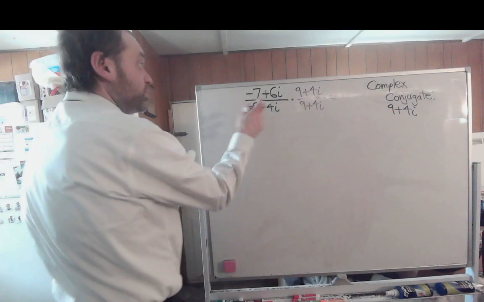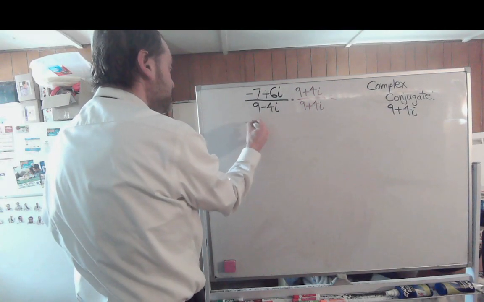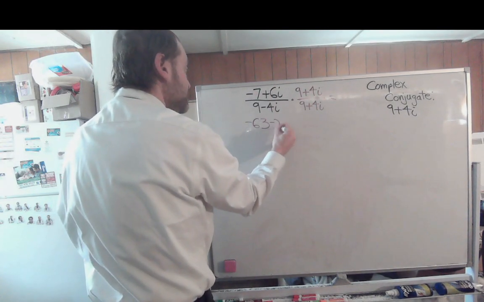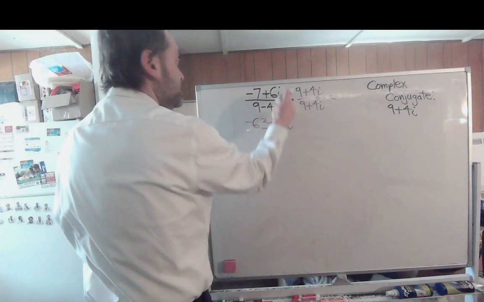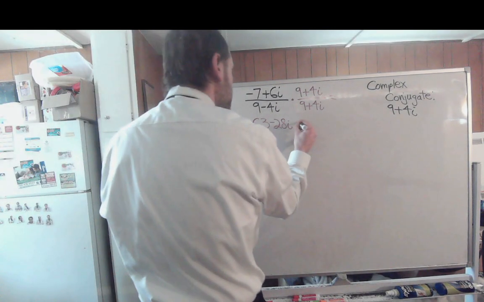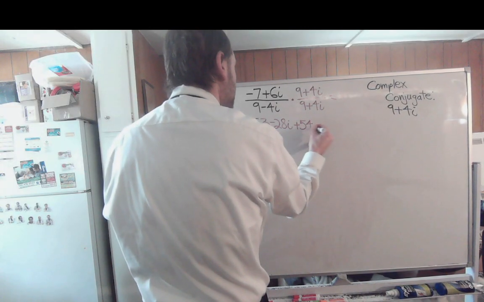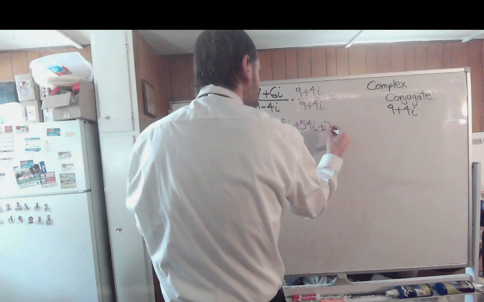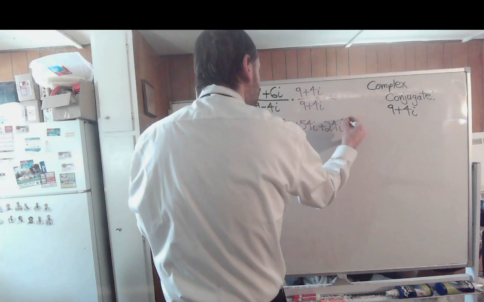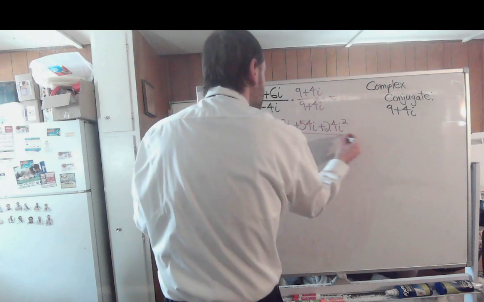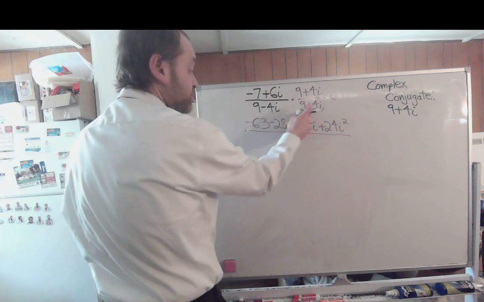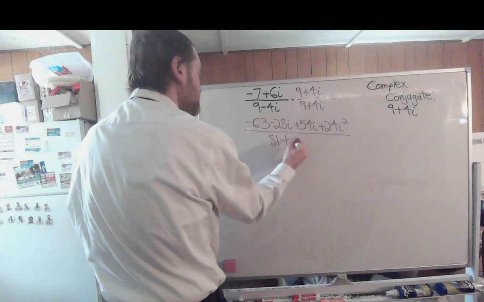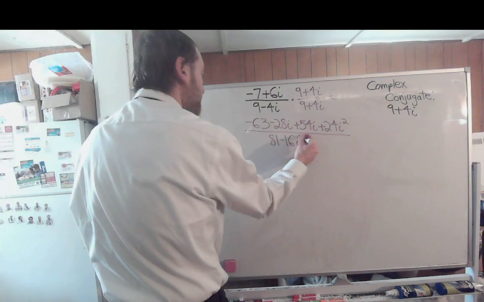All right, let's FOIL the top. Negative 7 times 9 would be negative 63. Negative 7 times 4i, that'd be minus 28i. Then 6i times 9, that'd be plus 54i. And then 6i times 4i, that'd be plus 24i squared. This is all going to be all over, we have a perfect square now in the denominator. This would be over 81 minus 16i squared.